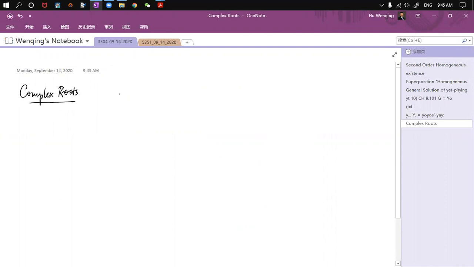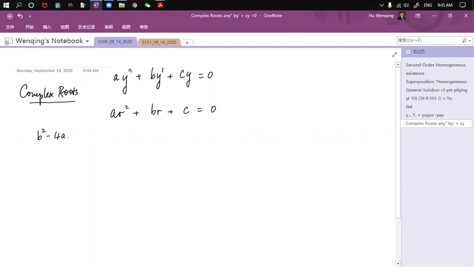What does it mean, complex roots? Well, if you have this equation ay double prime plus by prime plus c of y is equal to 0, you're going to find the characteristic equation ar squared plus br plus c is equal to 0. That's the characteristic equation. As long as you have the characteristic equation, you're going to check R1, R2 from the discriminant, right? If b squared minus 4ac is positive, then you're going to have two distinct roots. R1, R2 are real. R1 is not equal to R2. This is already solved in our previous lectures.